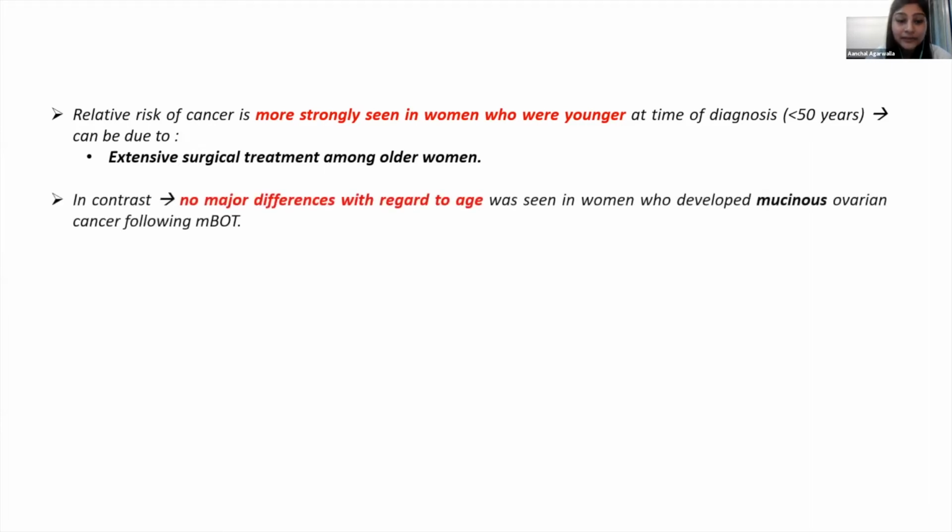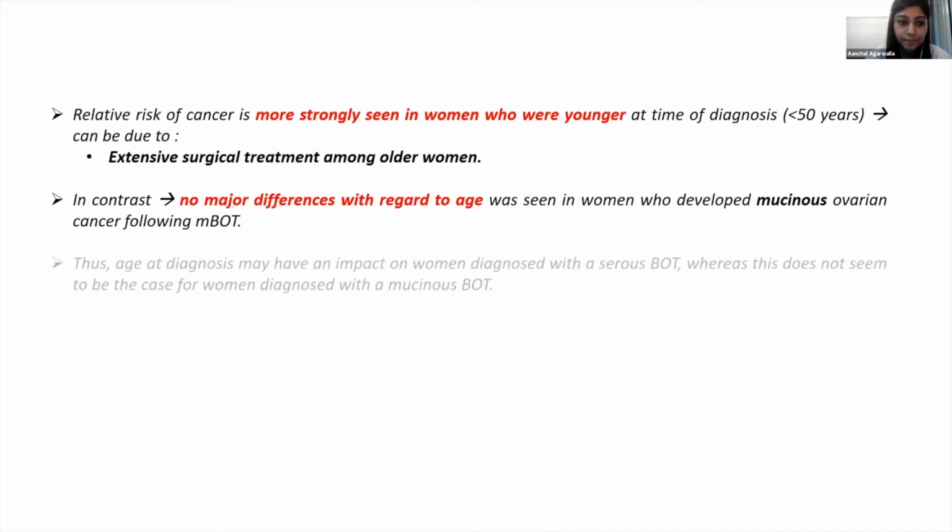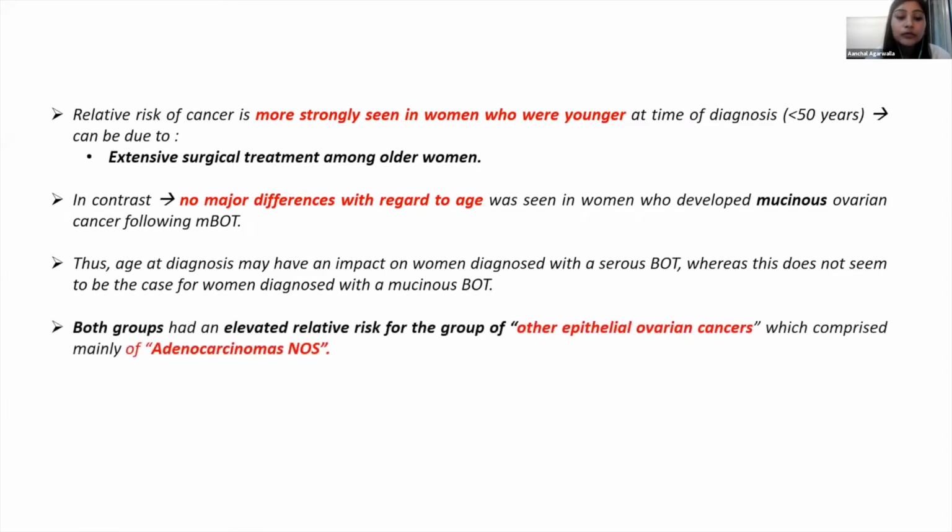In contrast, no major difference with regard to age was seen in women who developed mucinous ovarian cancer following mucinous borderline ovarian tumor diagnosis. Thus, age at diagnosis may have an impact on women diagnosed with serous borderline tumor, whereas this does not seem to be the case for women diagnosed with mucinous borderline tumor. Both groups also had an elevated relative risk for the group of other epithelial ovarian cancers, which comprised mainly of adenocarcinomas, NOS.